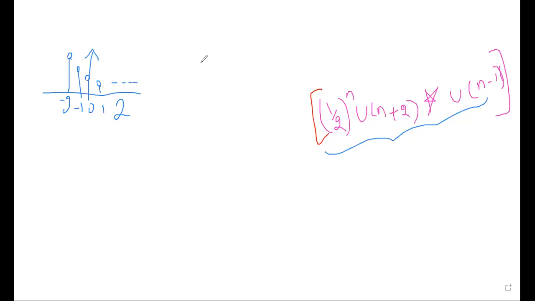So similarly, I want to draw my second one. How to draw the second one? u[n-1]. So minus 1 means I will get the signal from plus 1. So plus 1, plus 1, and so on. Now what is the next step?